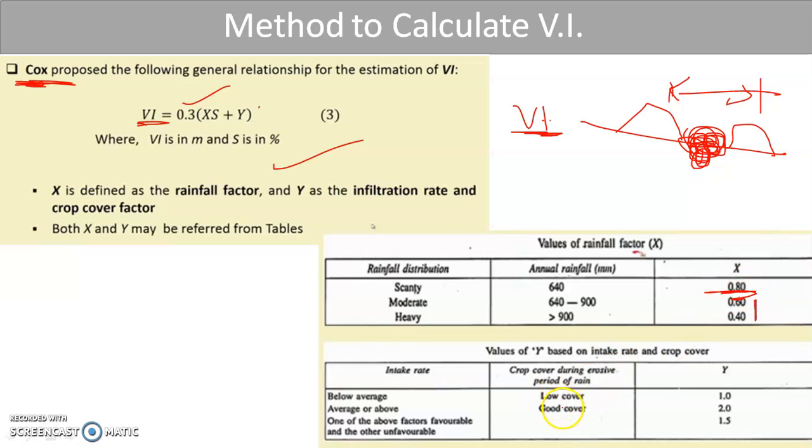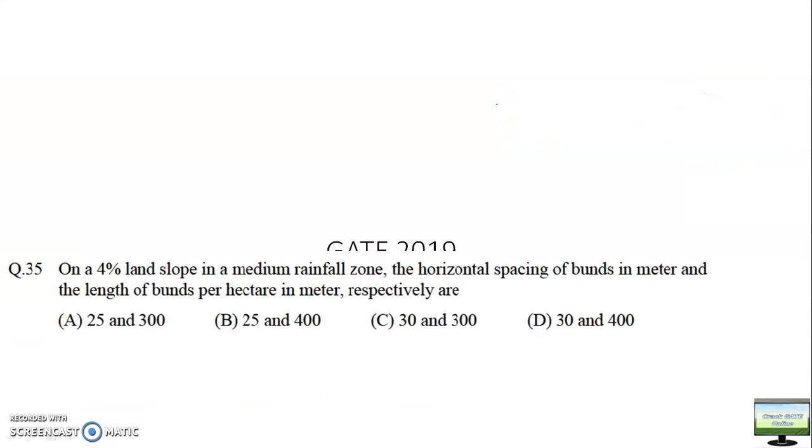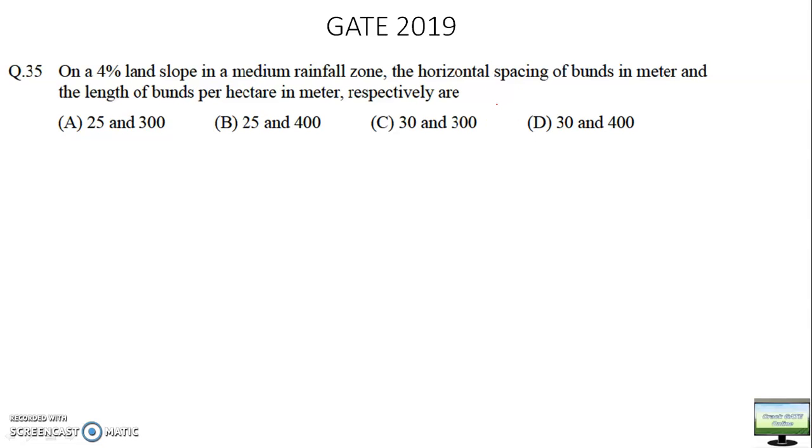And based on the conservation, suppose it is good cover means water will be retained easily, there will be no erosion, so value of y will be higher, not lower. So see, for good cover its value is higher, that is 0.2, and for low cover it is 1. So this is how you have to apply logic, and you need to think where you have to take higher value and where you need to take lower value. Okay, so these are the methods for calculation. So suppose see this one question.